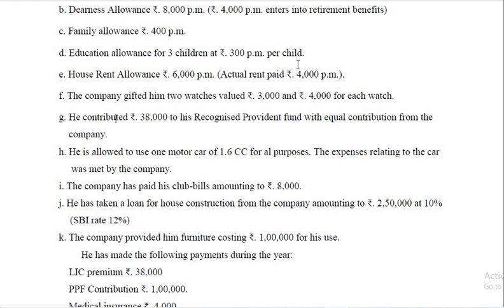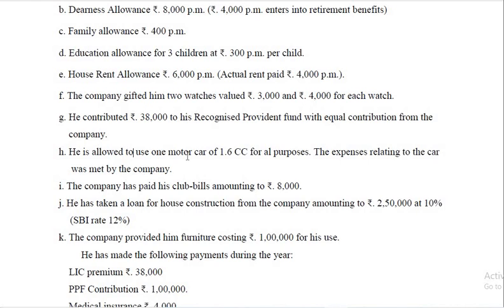He contributed 38,000 to his recognized provident fund with equal contribution from the company. So we have to take here employer's contribution to recognized provident fund in excess of 12% of his salary. So 38,000 is given. You have to find out now what is 12% of his salary. Salary means basic plus that part of DA which enters into retirement benefits, 4,000 into 12. The excess amount is taxable. Whereas employee's contribution to recognized provident fund will come under 80C.